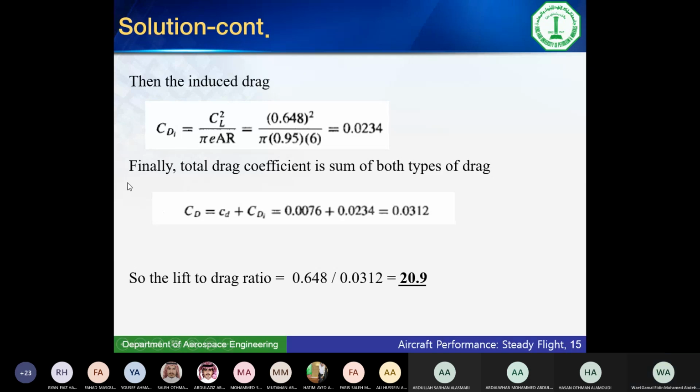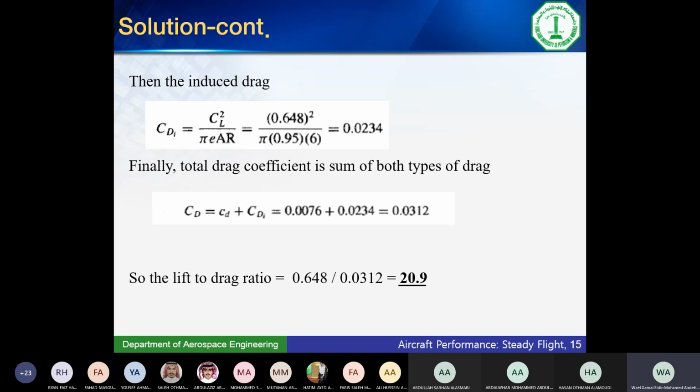So now we can add both types of drag because that's the total drag. I don't want to lose the question. The question was what's CL over CD? So I need to find the total CD, which is the sum of parasite and induced. Add them. Turns out to be 0.0312. And since the lift is 0.648, dividing it by 0.0312 gives me a ratio of about 21. So for this wing, the lift is 21 times the drag, which is a good ratio, high ratio.